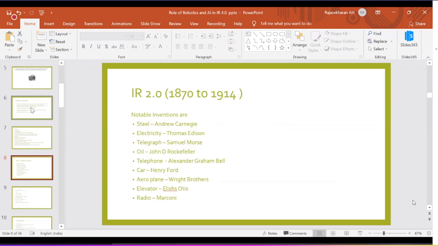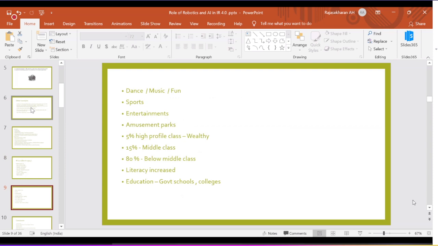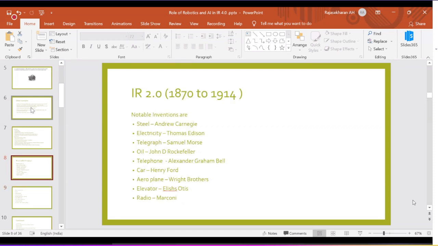Then in Industrial Revolution 2, you can see there are some notable inventions: steel, electricity, telegraph, oil, telephone, car, aeroplane, elevator, radio. These are the notable inventions that happened from 1870 to 1914. And this again gave lots of opportunities, and created a buzz in all these areas.